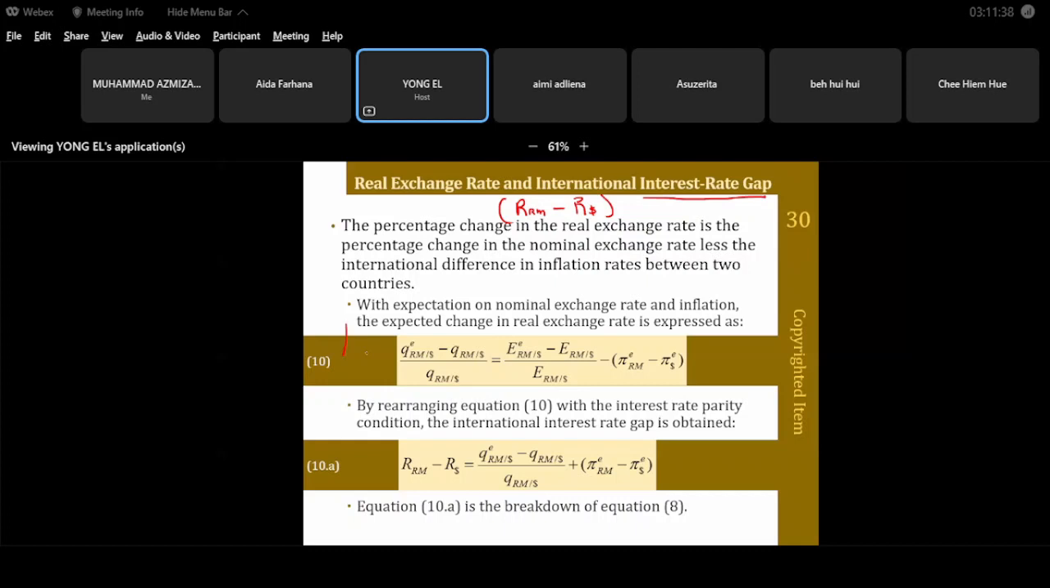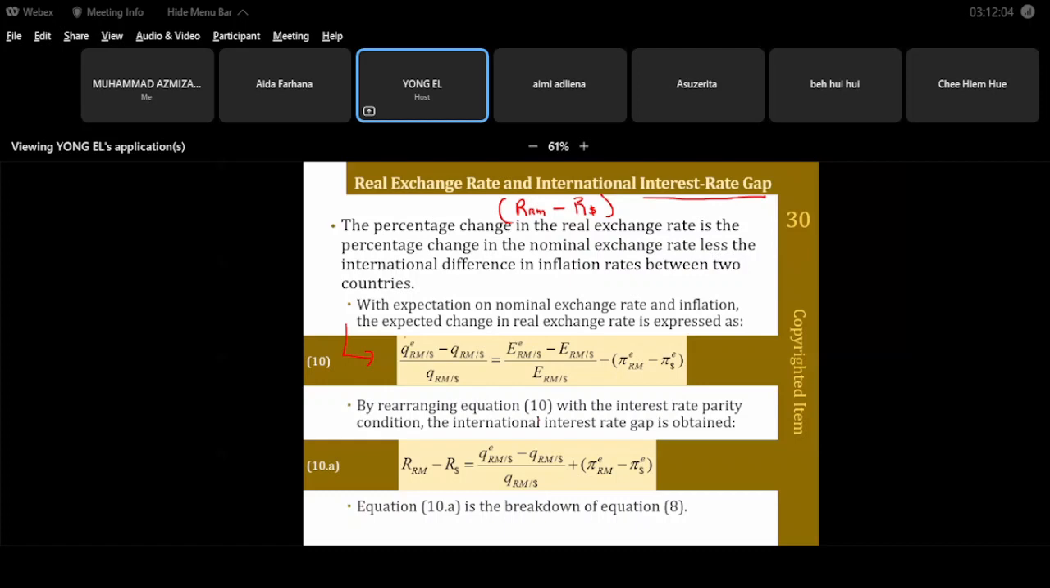If we look at these equations, we understand from the left side right here that this is a percentage change in the real exchange rate. This term, the percentage change in real exchange rate, is equal to the nominal change in exchange rate. By the way, nominal and real exchange rate refer to the same thing, which is exchange rate.